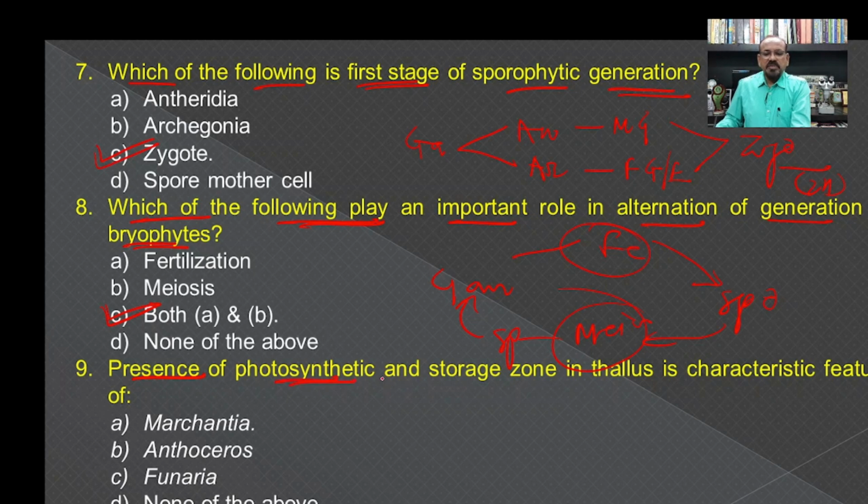Then, presence of a photosynthetic and a storage zone in the thallus is a characteristic feature of. If you see the thallus of Marchantia, it is classified into two zones. The lower one is a storage zone and the upper one is a photosynthetic zone. Such a condition is not present in Anthoceros, while the thallus of Funaria is completely different from that of Anthoceros and Marchantia, and hence the correct answer to this question becomes Marchantia.